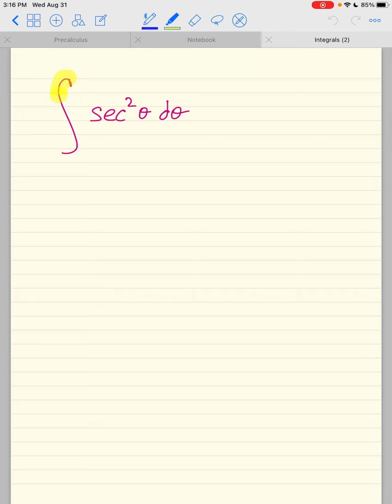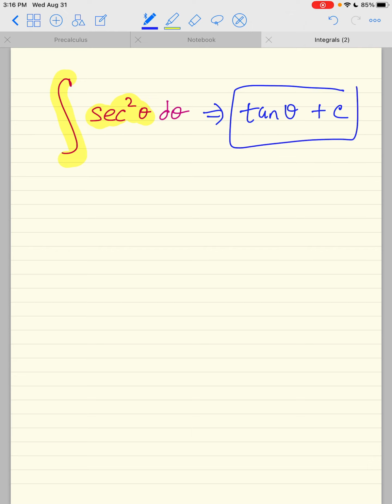When you take the integral, you're always asking yourself, who gives me? So who gives me secant squared? Tangent. The derivative of tangent of the angle is secant squared of the angle. Okay, so that's all you have to do.